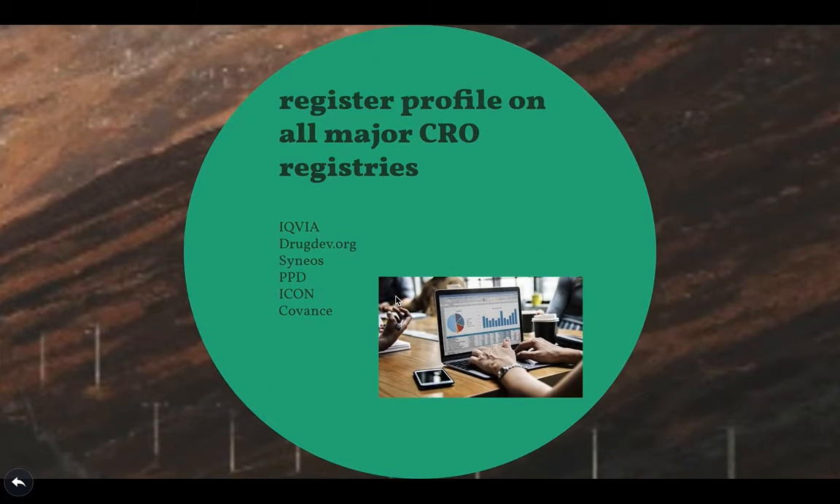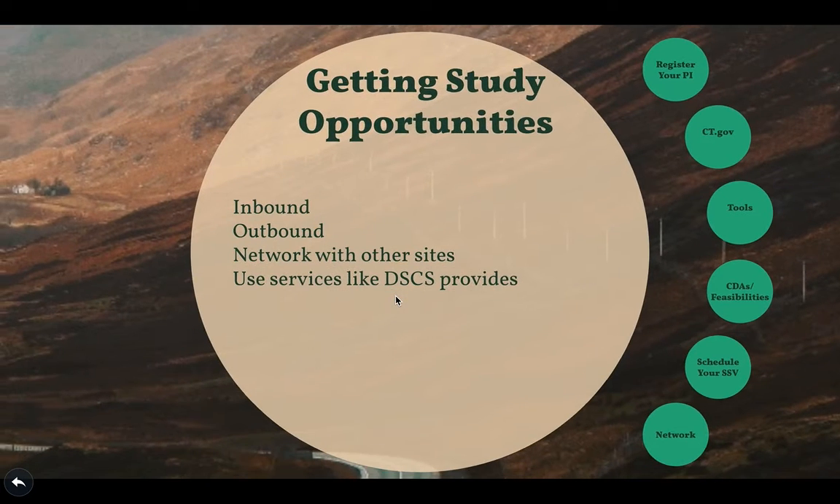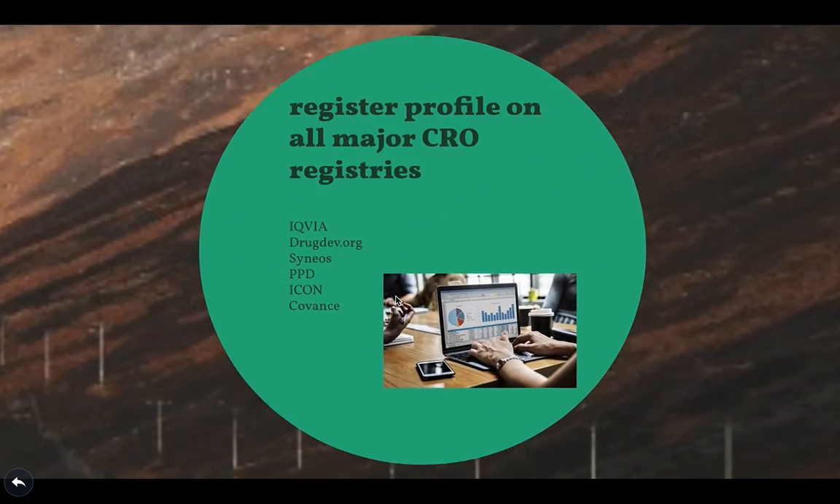First thing you want to do, register your PI. Let me read through all these because it won't come back. Register your PI on databases. We're going to talk about clinicaltrials.gov. And by the way, on my YouTube channel, there are playlists. We've done webinars on all these topics: clinicaltrials.gov, what tools you can use, how to handle CDAs and feasibilities, scheduling your site selection visit, and networking. So we're going to get into these.